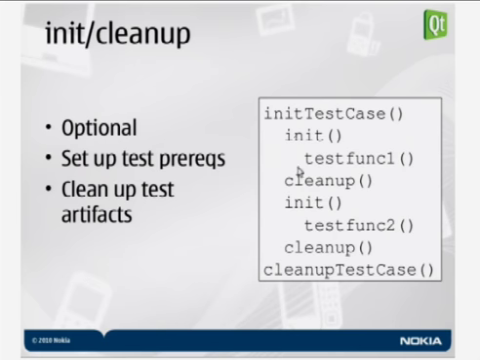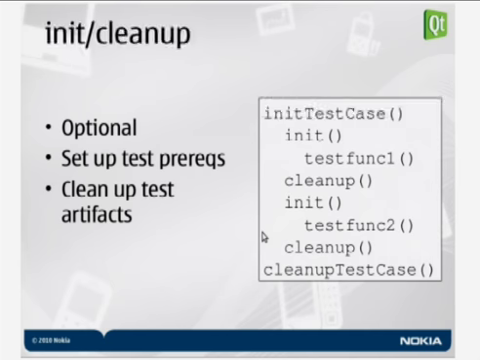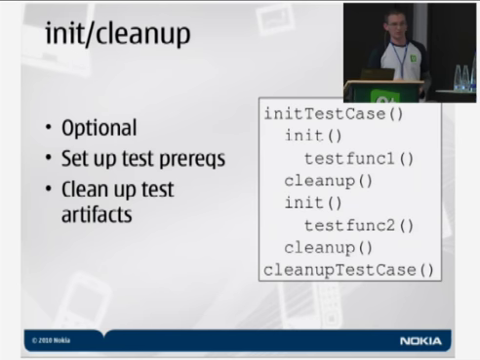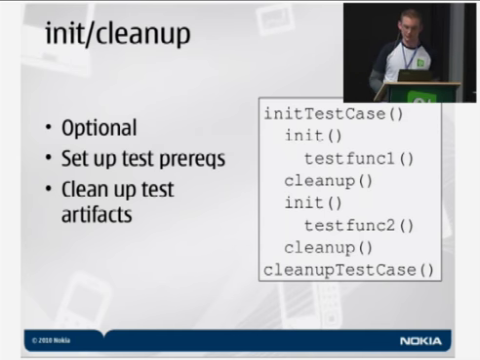These other two, init and cleanup, are called before and after every test. So going back to my printer example again, let's say that I had one test function called print and another one called empty queue. Init would be called before each of those, and cleanup would be called after each of those. Just like in this example here, this indentation shows you the nesting that's at work here.